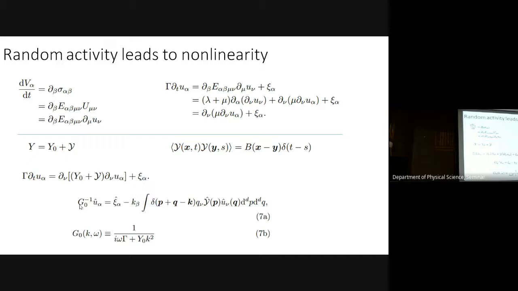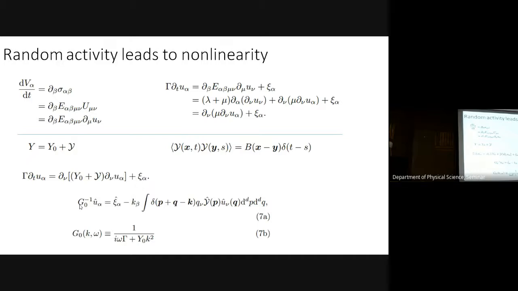So the last part is where I am going to talk about how random activity can make my whole problem nonlinear. I've already told you about elasticity, so I'm going to go fast on that. This is the equation of an elastic medium, where the change in velocity is the divergence of a stress. Now think of the elastic medium, and think that some parts are active and some parts are not. Which part is active is random, and it is fluctuating.